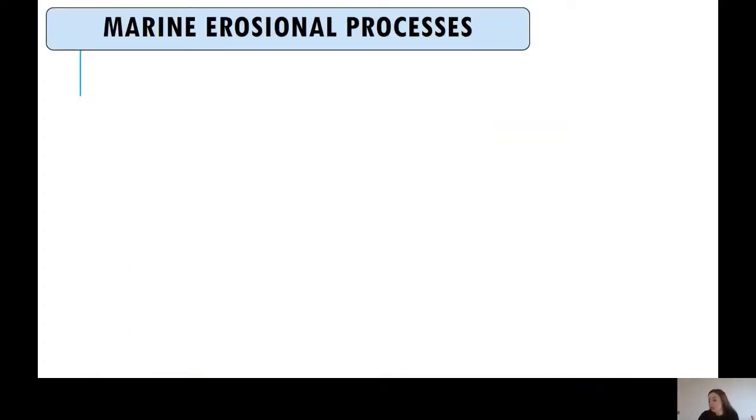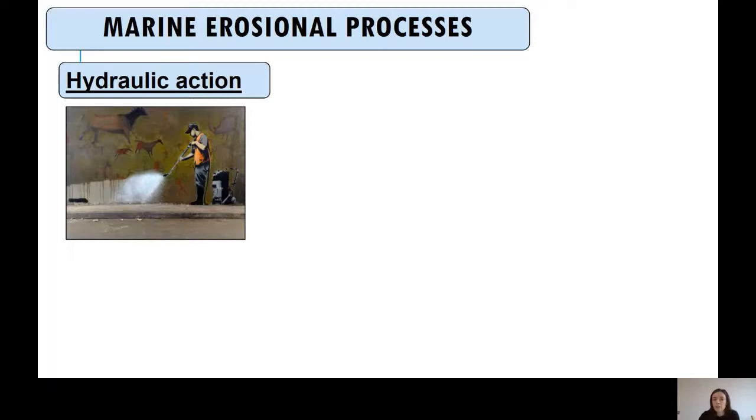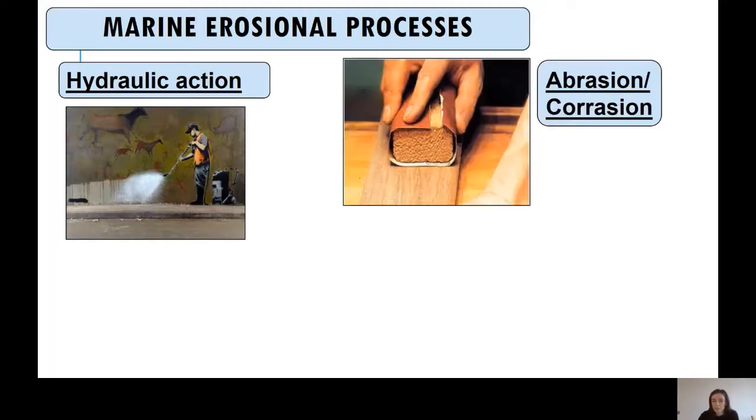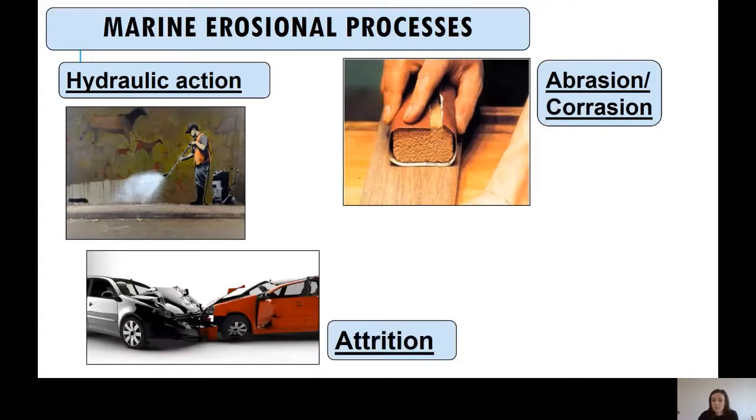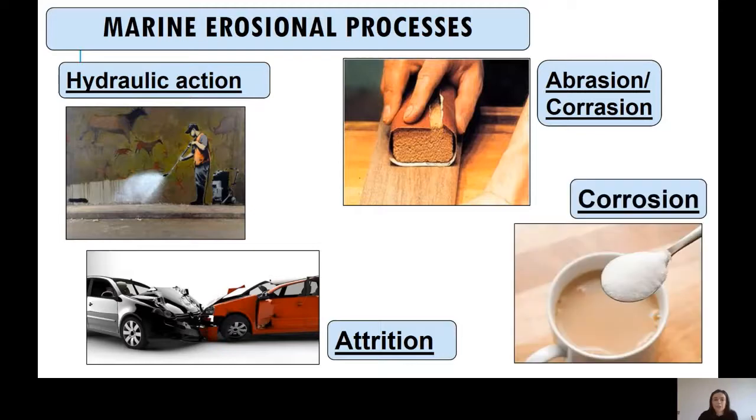I just want to quickly go over this before going on to weathering and mass movement. We have hydraulic action, abrasion, attrition, and corrosion. Due to time, I'm not going to go through these now because these were among the first lessons that you did in Year 10. I'm not going to go over it now, but you will need to know and remember these. So go back onto your notes and use the marine erosional processes.